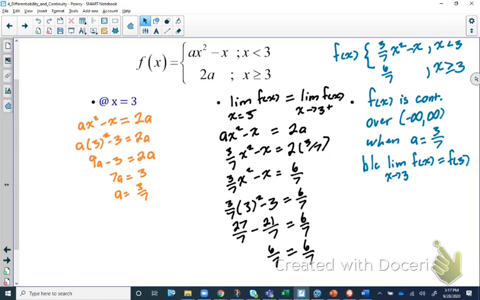The only other thing to show that it's continuous is the output at that point. When I say f of 3, do I also get 6 over 7? And I do. Because of the constant piece of the function, when x is equal to 3, y has no choice but to equal 6 over 7. So the limit of the function, 6 over 7, equals f of 3, which is 6 over 7. So the function will be continuous across all real numbers as long as a is equal to 3 over 7.